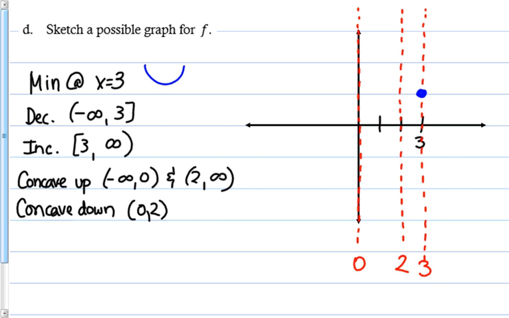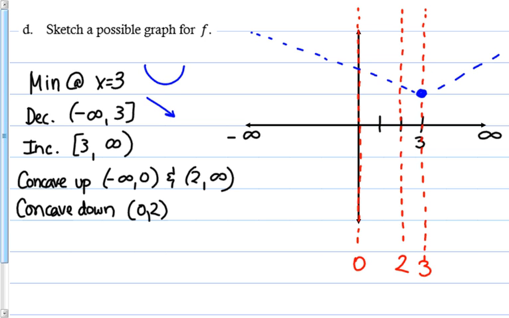From negative infinity to 3, this function is decreasing. So it's gonna be going like this somehow. Okay, so from negative infinity, and this is negative infinity, right? And this would be infinity. From negative infinity, this function is somehow just going down. Okay, that's just there for right now. It's not my final graph. It's not going to be a straight line. And then from 3 and on, it's increasing. So something like that. Okay?